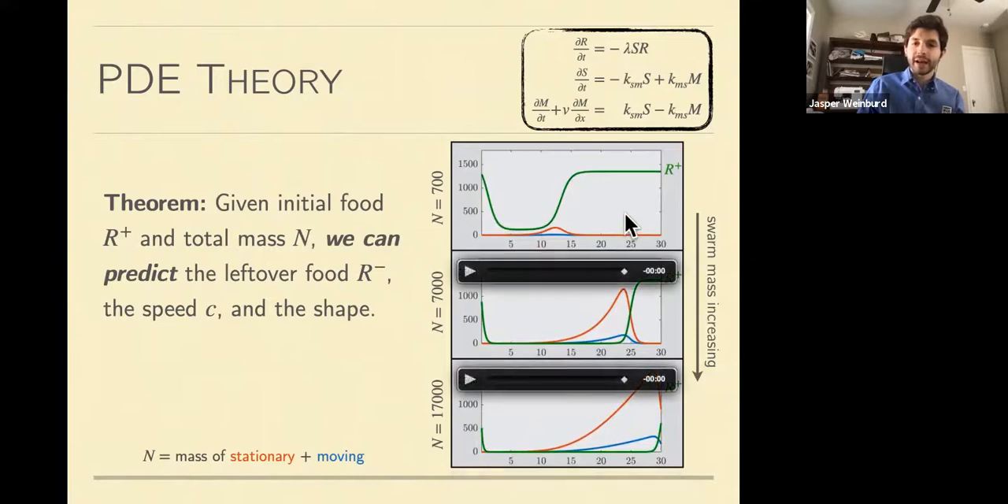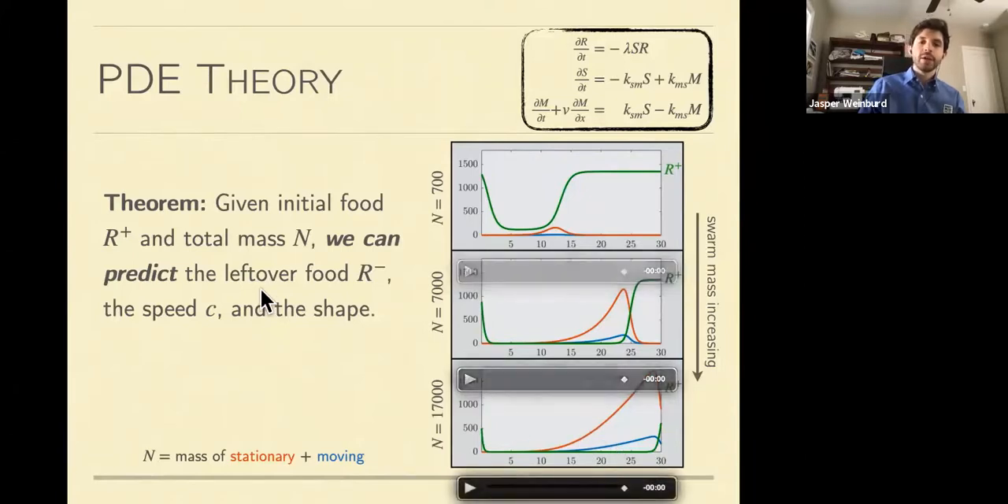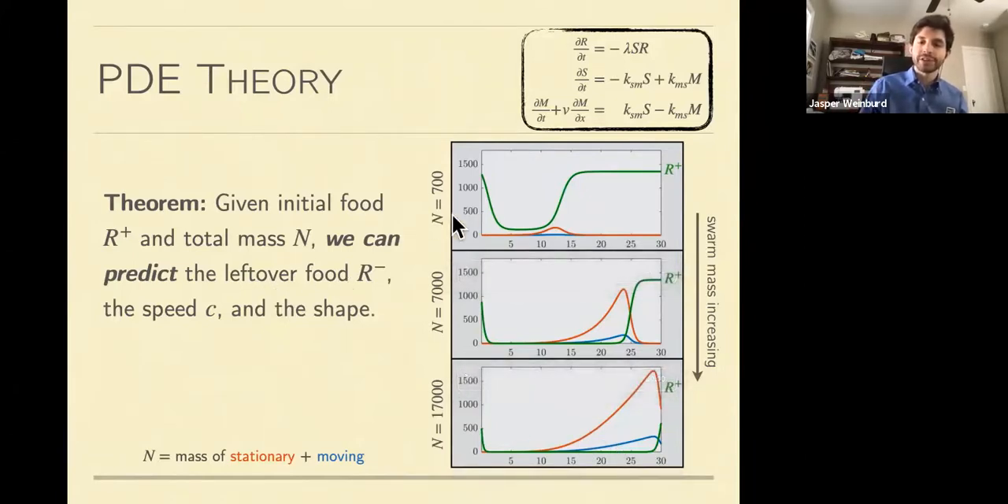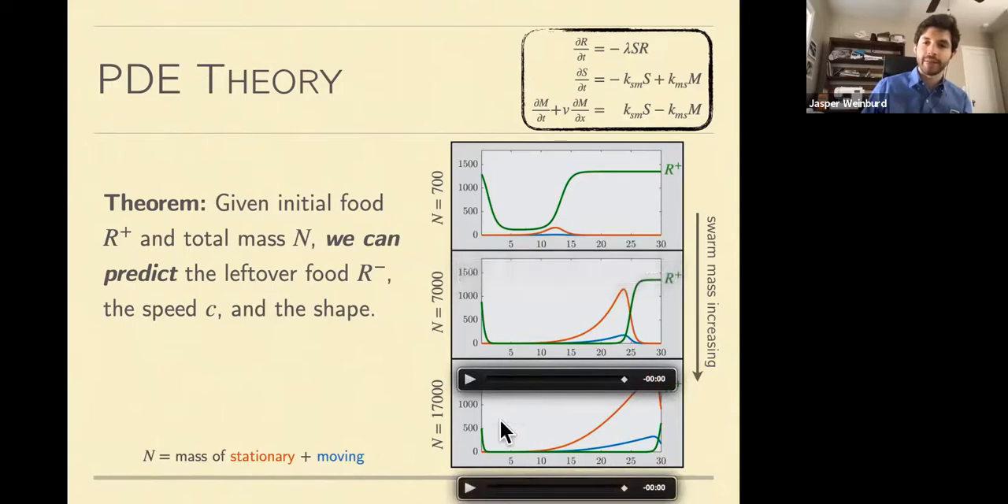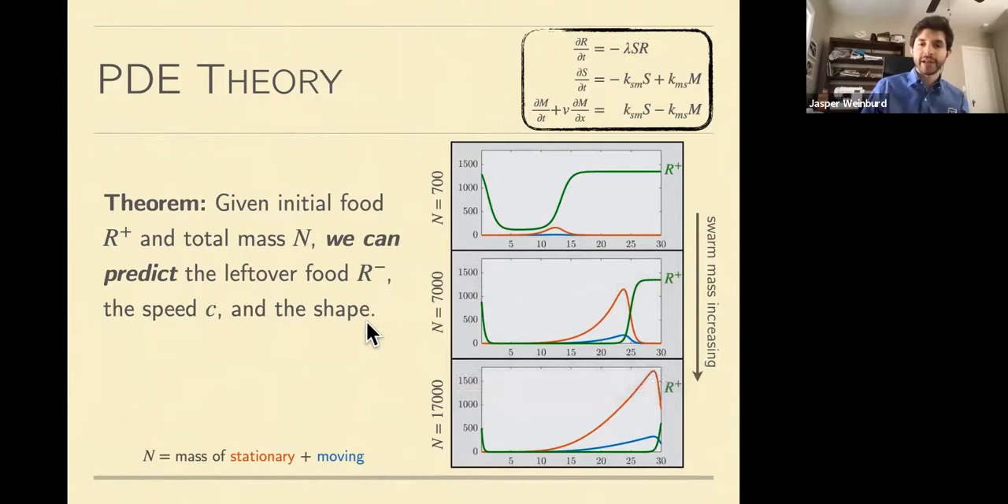And you can see that the speed, so they ran for the same amount of time. This one didn't make it very far. This one made it the furthest. So we can predict the speed and also the amount of resources left over. Here, some visible amount, and here some very, very tiny amount on the scale of the plot. We can predict those values.